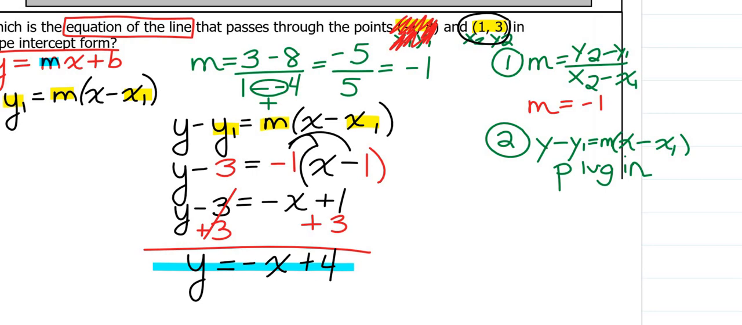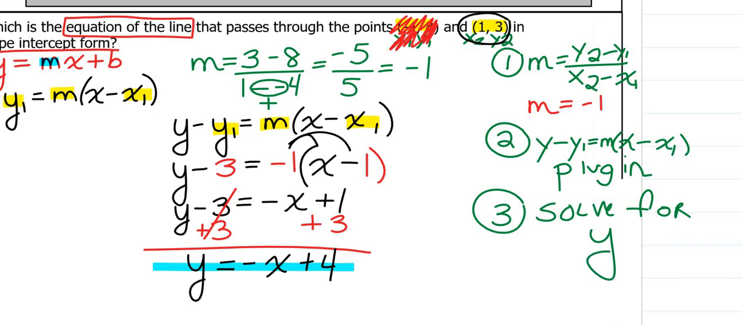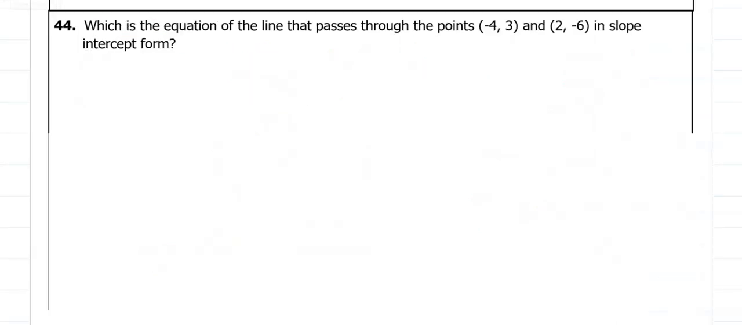I'm going to write down that my last step after step 2, step 3, was to solve for y. All right, let's move on to the next one.